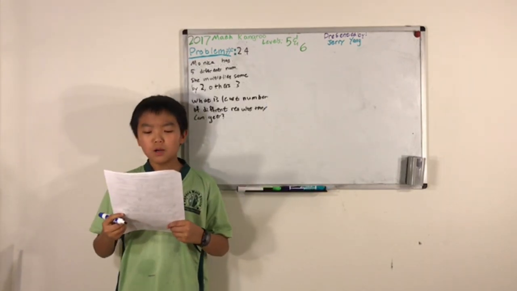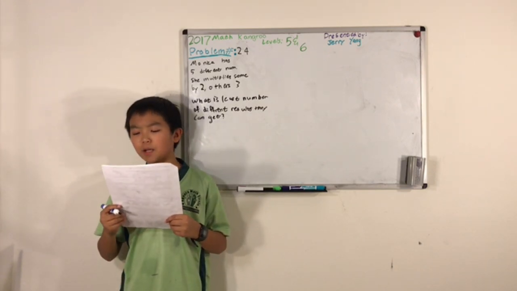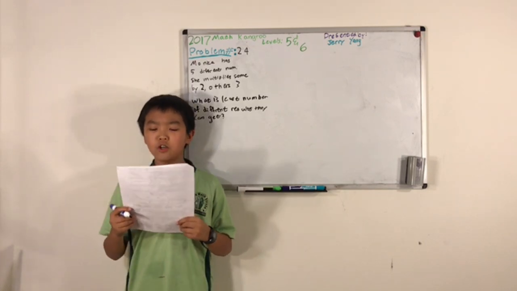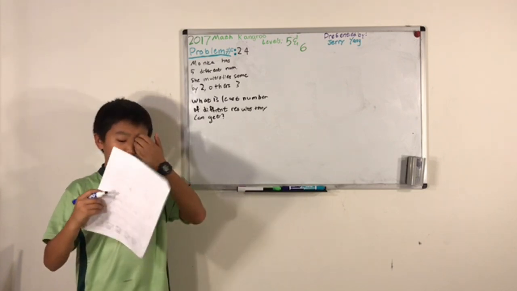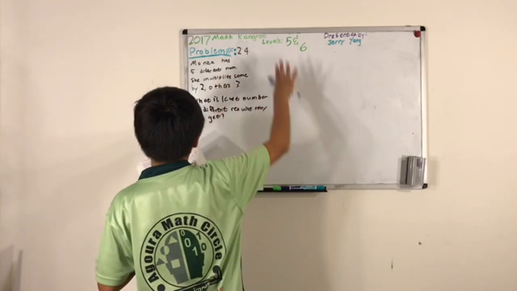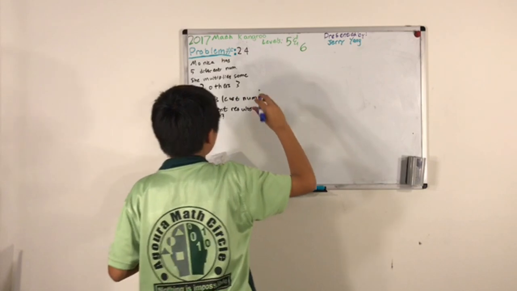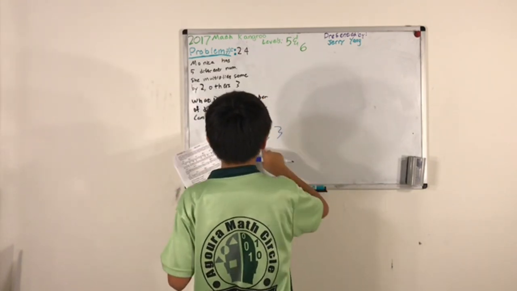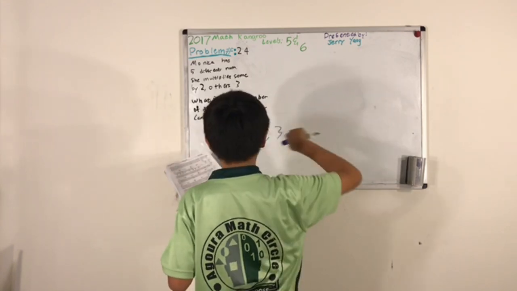Problem 24. Monica has to choose 5 different numbers. She has to multiply some of them by 2 and others by 3 in order to get the smallest number of different results. What is the least number of results she can obtain? Well, we immediately know that our first two numbers are going to be 2 and 3, because 2 times 3 equals 6, and 3 times 2 equals 6.